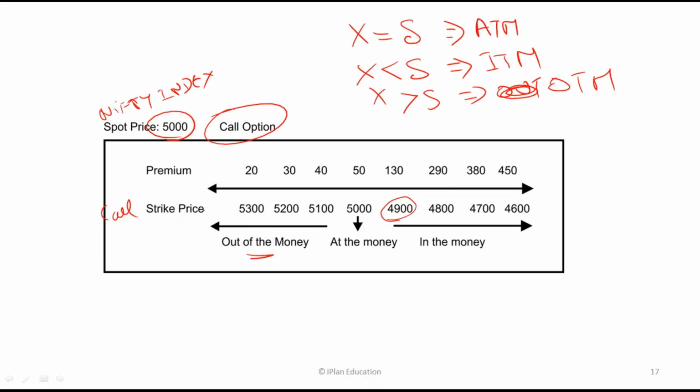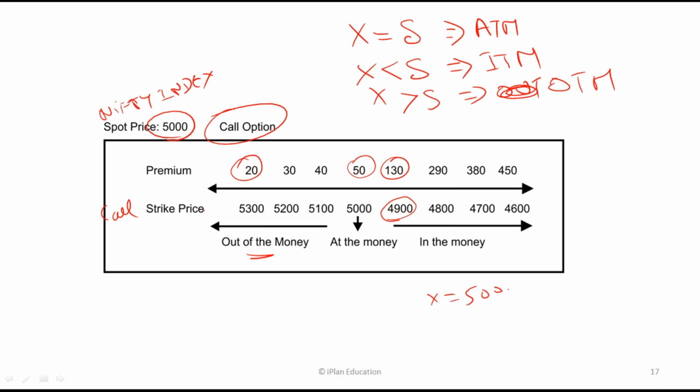Because if you are buying a costly contract priced more than the market, you have to pay a lesser premium, that is only 20 rupees. If you're buying at the money, it is 50 rupees, and if you're buying in the money, that is 130 rupees. So as you go in the money, the premium increases, and as you go out of the money, the premium is lesser.